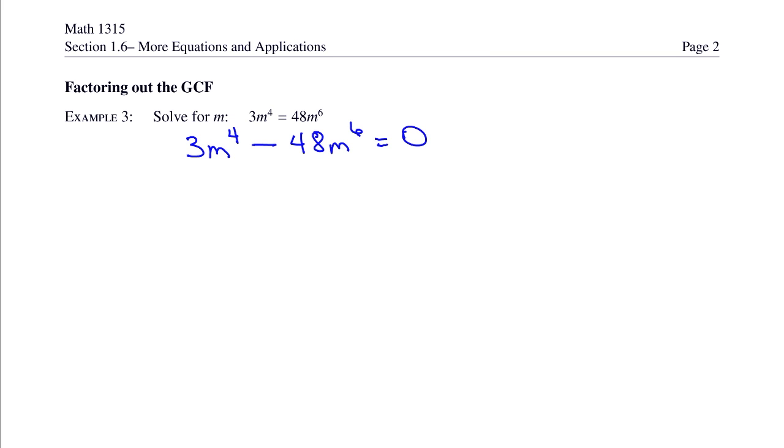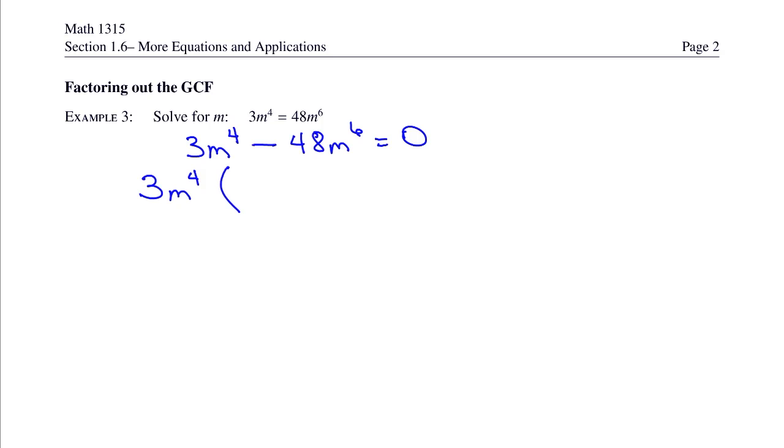We need to figure out what the GCF is. The 3 and the 48 are both divisible by 3, so we can take that out. And then we can always take out the smallest exponent of the variable. So we have m to the 4th and m to the 6th. That means I can take out m to the 4th.